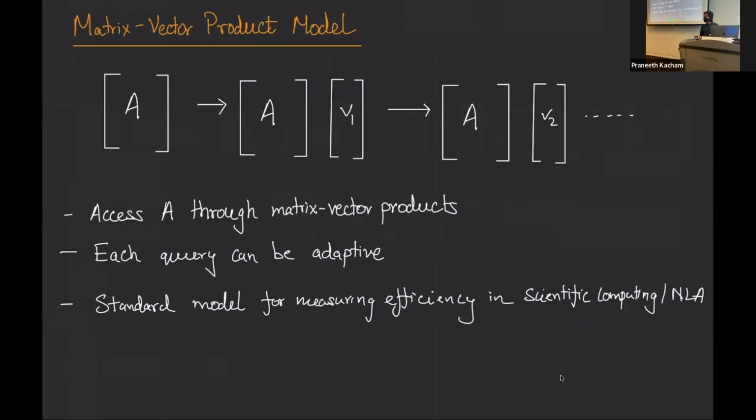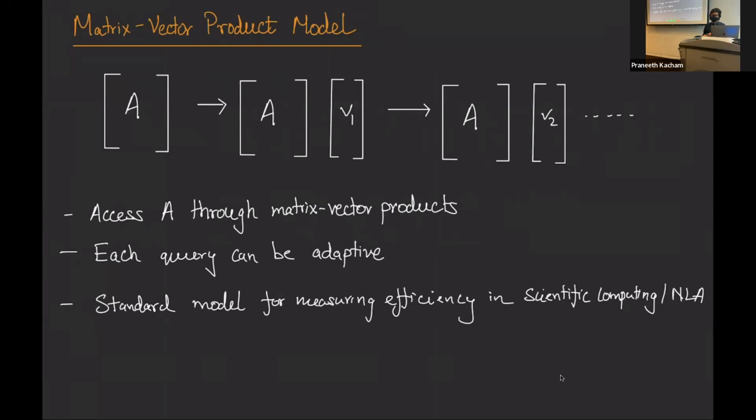Isn't A the input to this problem? Yeah, A is the input, but the way you're accessing the input is by this matrix vector model. In other words, the complexity that we care about is going to be the number of matrix vector products that we make. I see, to compute the final answer, U. Yes, you're counting the complexity in that model. Precisely. And I'll show you an example of what this means in just a bit.